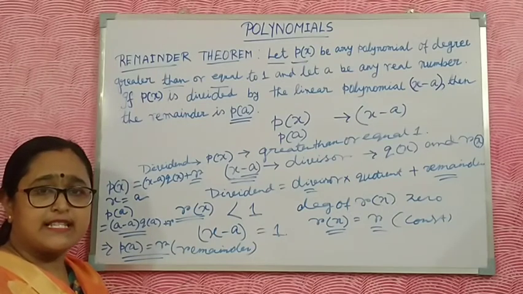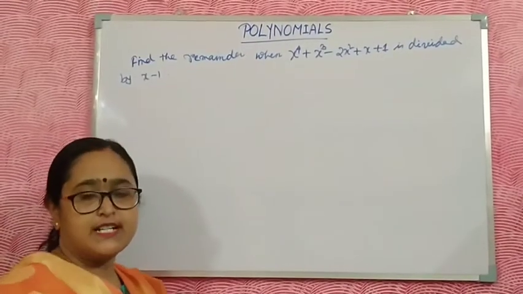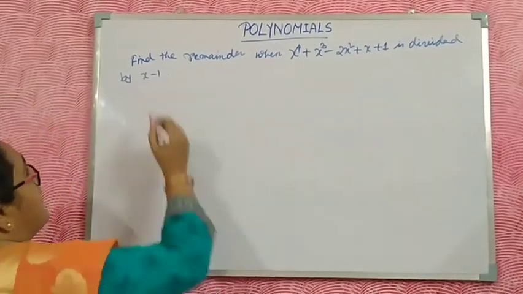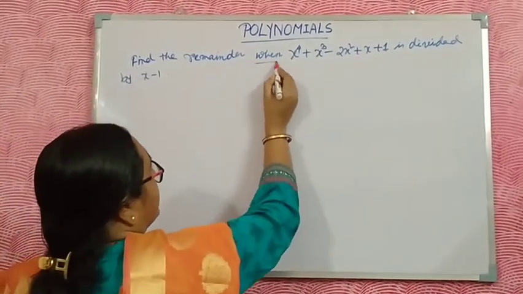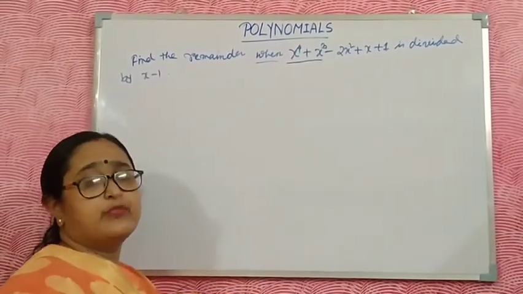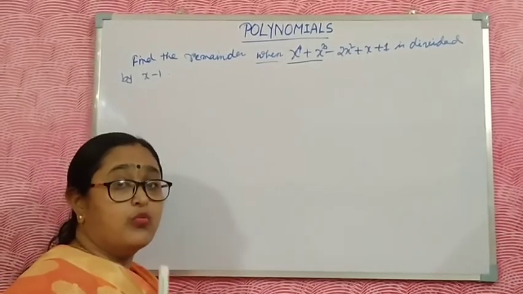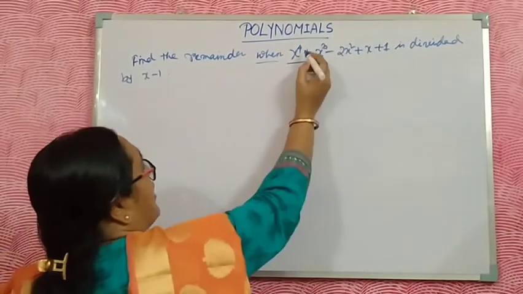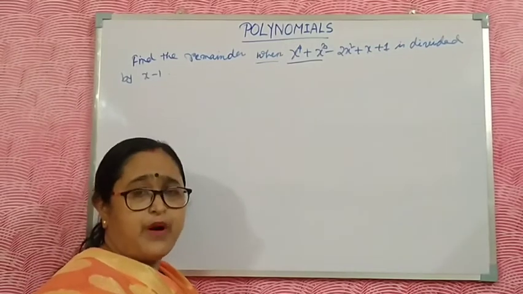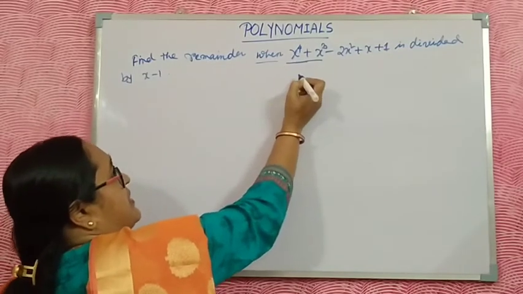Now I am going to discuss a sum under the remainder theorem. What is the sum? Find the remainder when this polynomial P(x), which I already said has degree greater than or equal to 1. Here the polynomial has power 4. What is the degree of the polynomial? The highest power of the polynomial is called the degree of the polynomial. That's why here the degree of the polynomial is 4.